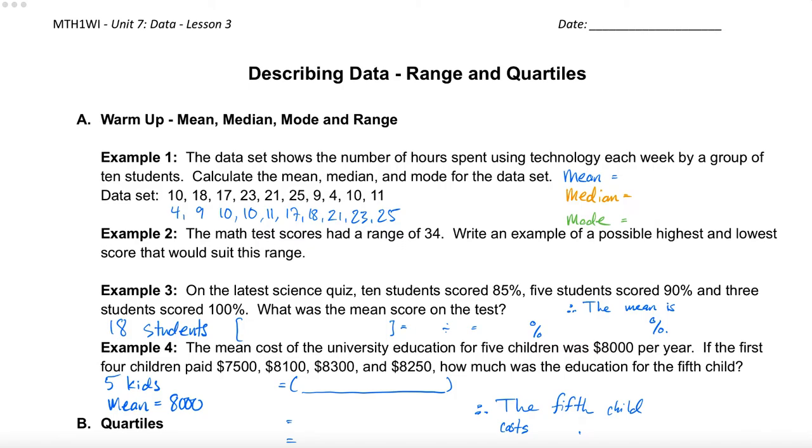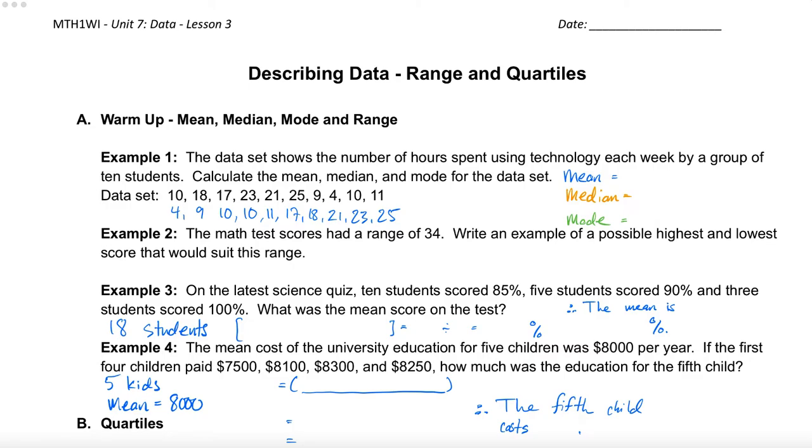First example: the data set shows the number of hours spent using technology each week by a group of 10 students. Calculate the mean, median, and mode for the data set. So there's our data set, 10, 18, 17, etc. I've already rewritten the data set in order from smallest to largest. So why don't you hit pause in the video and calculate mean, median, and mode. When you've got those three answers, come back and I'll solve it also so you can see if your answers are correct.